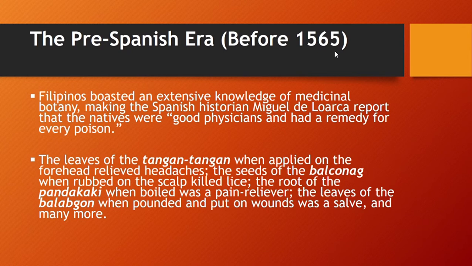So the leaves of the tangan-tangan, when applied on the forehead, relieved headaches. The seeds of the balconag, when rubbed on the scalp, killed lice. They already had this anti-lice remedy, since there was no shampoo yet, but when you rub it on your scalp, it kills lice.